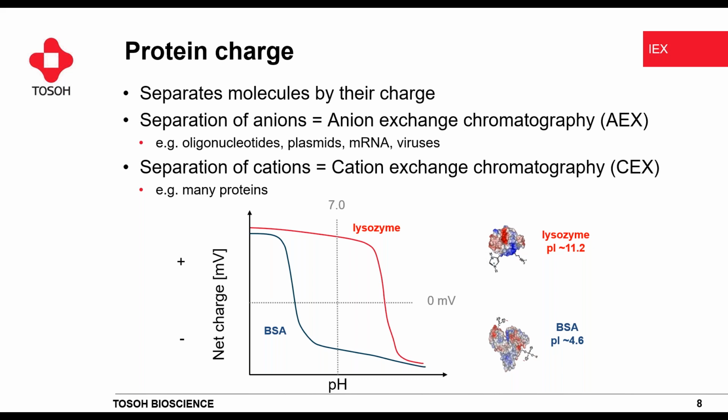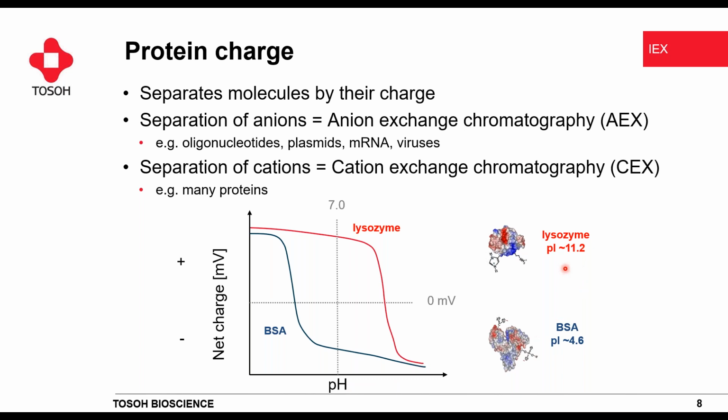The protein charge is, of course, important. You should think about what charge you might have and therefore what separation mechanism you want to use. If you have anions, you will separate them with anion exchange chromatography. This is often used, for example, for oligonucleotides, plasmids, mRNA, or viruses. On the other hand, if you have cations, you will use cation exchange chromatography, and this is often the case for many proteins. You see here as an example that the charge of the molecule depends on its isoelectric point. So you should always think about what pH you want to use, and about the isoelectric point of your protein.